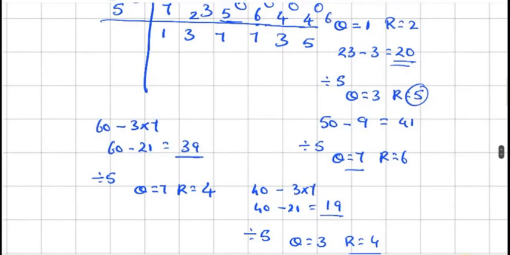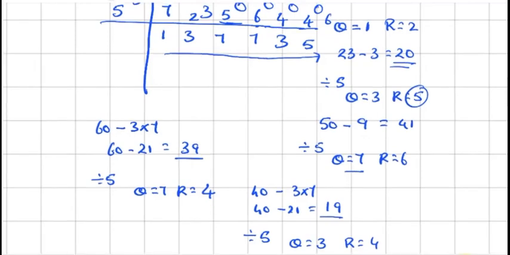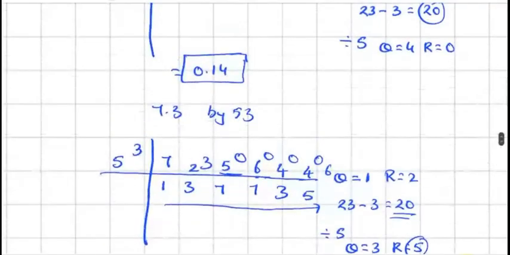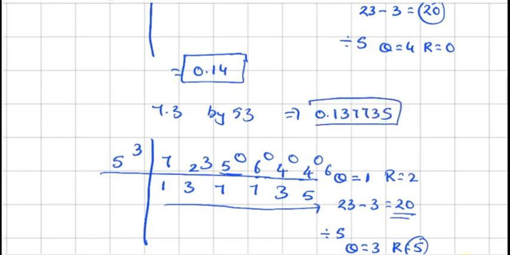And if you want the decimal places, the digits to be continued, you can continue dividing this number. So in this case we'll be getting the answer for this one as 0.137735. So this is the answer for dividing 7.3 by 53.